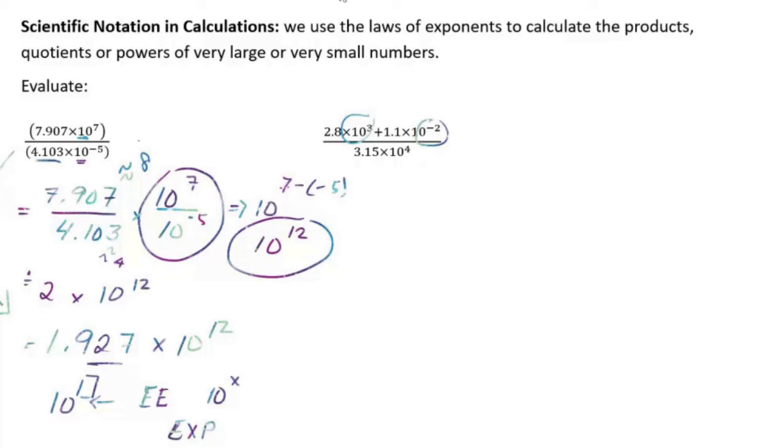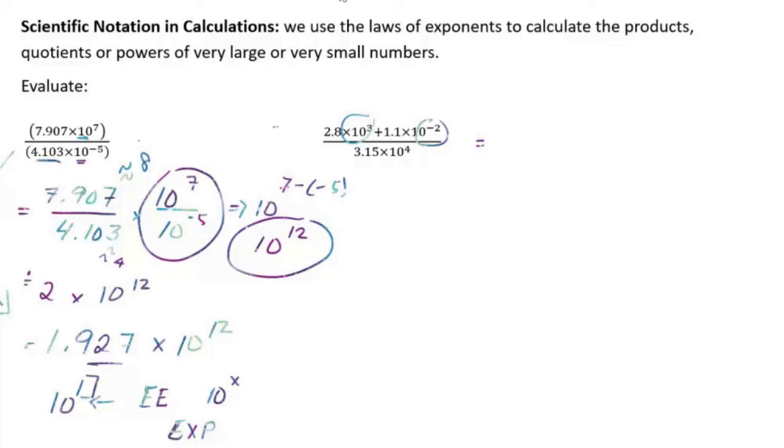I'm taking that numerator and I'm going to divide it by 3.15 times 10 to the power of 4. Here's where we need to remember our order of operations. Because the two numbers 2.8 times 10 to the 3 and 1.1 times 10 to the negative 2 are grouped in the numerator, we have to do this addition first before we can consider the division. There's no magic that we can do for addition, right?